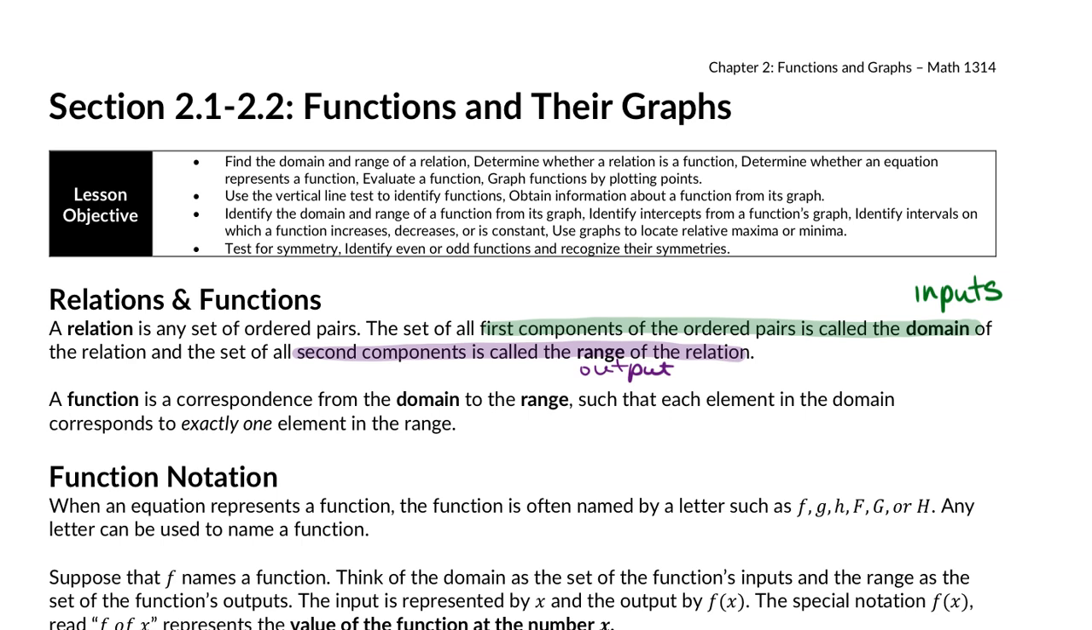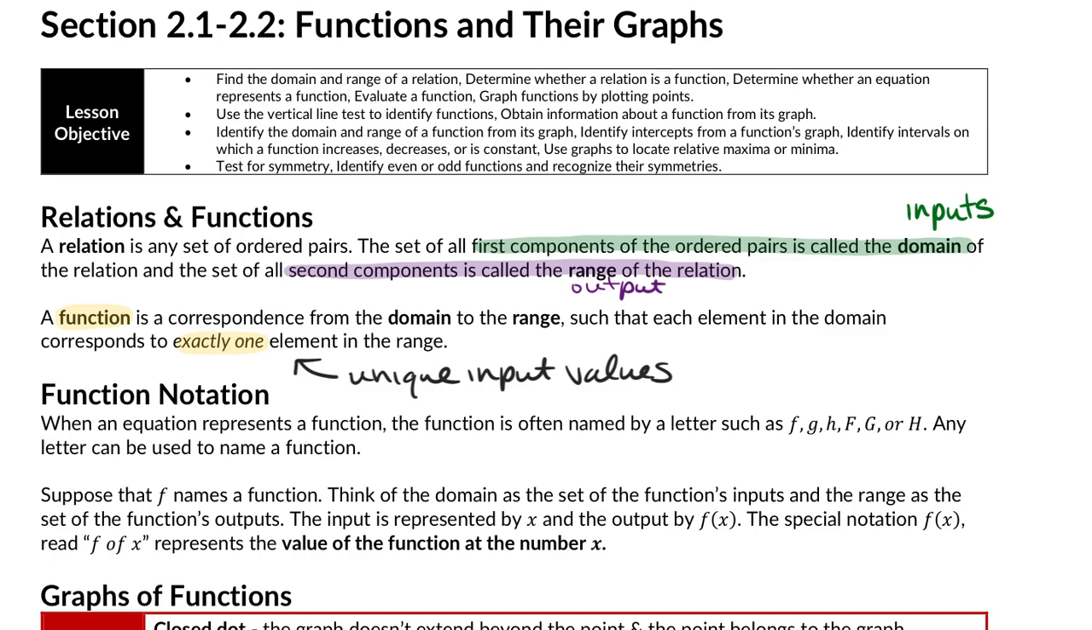Now, to make sure that a relation is a function, specifically a function is a correspondence from the domain to range, specifically that each element in the domain corresponds to exactly one element in the range. That is the formal definition here, but basically we're saying that we have to have unique input values, meaning the input values cannot repeat. Your x's cannot repeat. It's maybe something you've heard before. That means that we have unique input values in this relation to consider it a function.